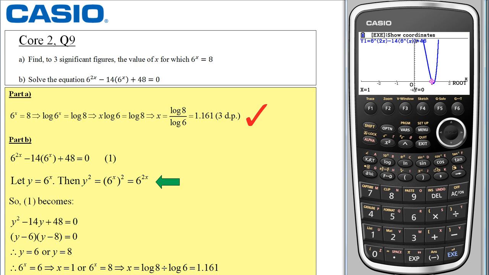So that corresponds to my first solution down here, x equals 1. And if I scroll to the right, I obtain the other solution, 1.160 and so on, which again to 3 decimal places is 1.161. And so the graphical calculator has confirmed my calculations to be correct.